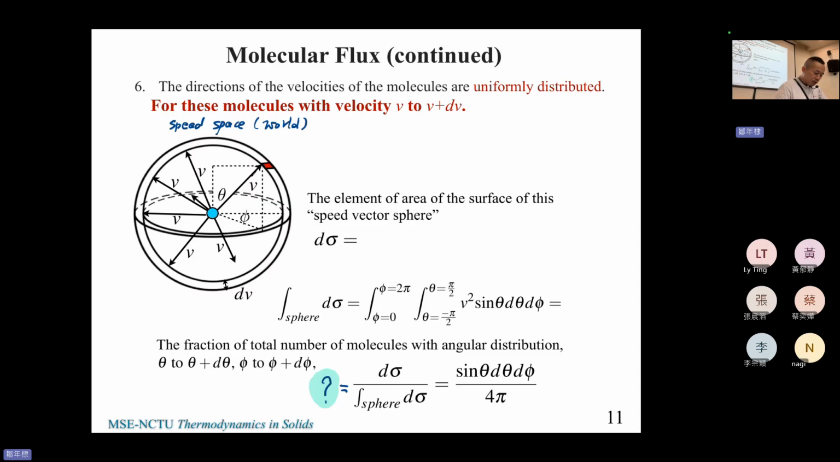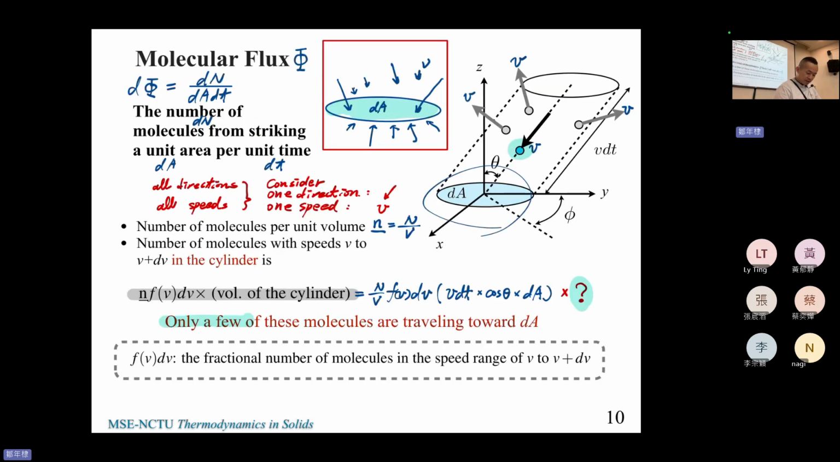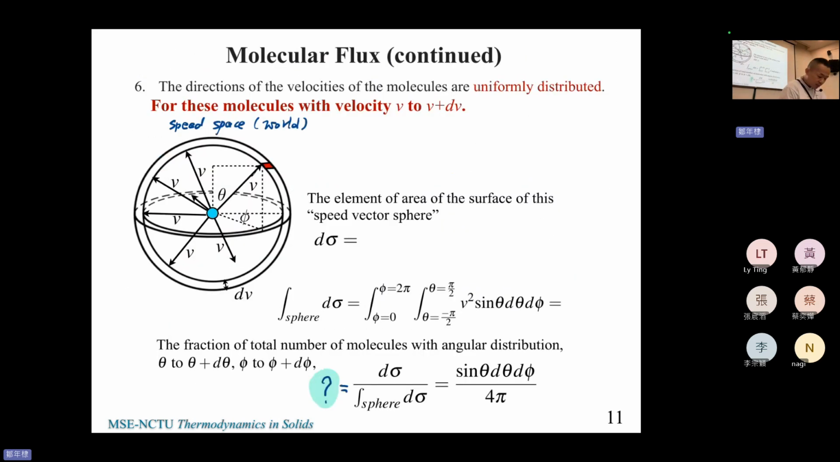So now we are going to determine dA. What is dA? Or we can say d sigma. Sorry, d sigma. We cannot say dA, otherwise we will mix it with this. Sorry, we should say d sigma. Sigma is the red area, one specific direction among all the directions of the speed sphere surface. So the element of the area of the surface of this speed vector sphere is d sigma. What is that?